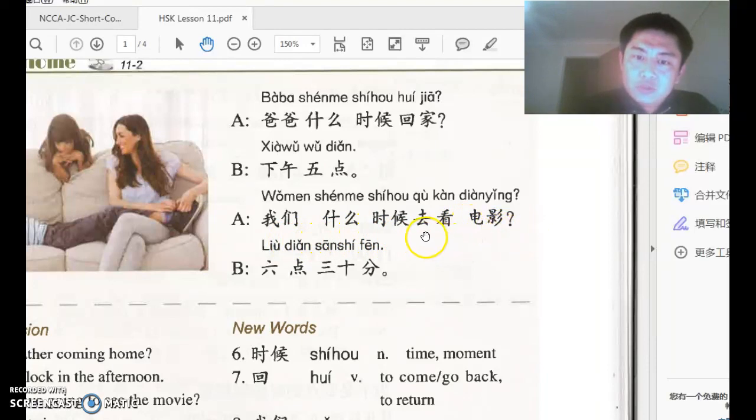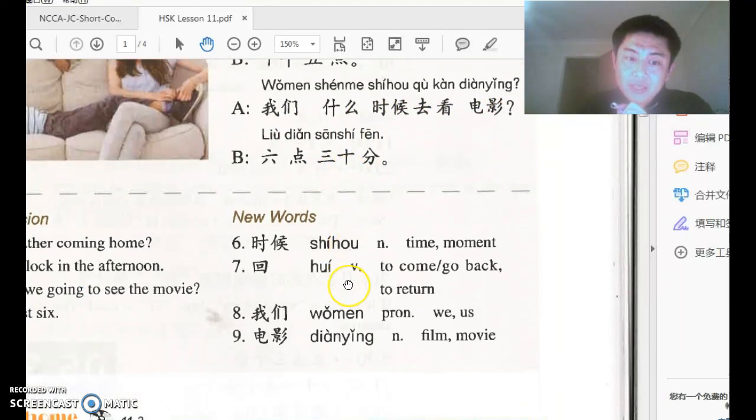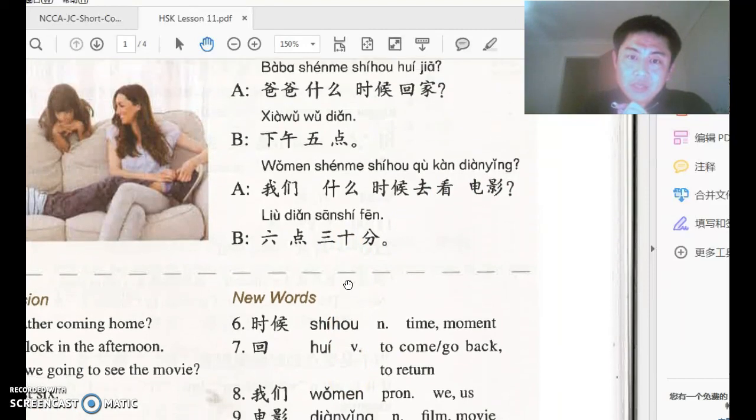Now A says 我们什么时候去看电影? 去 go, see a film. There's no "to" in Chinese, usually. 我们什么时候, time before action. And then B says 6点30分. In this sentence, you can totally replace 什么时候 with 几点 because you're requesting a very specific time. You can say 我们几点去看电影? And B says 6点30分.